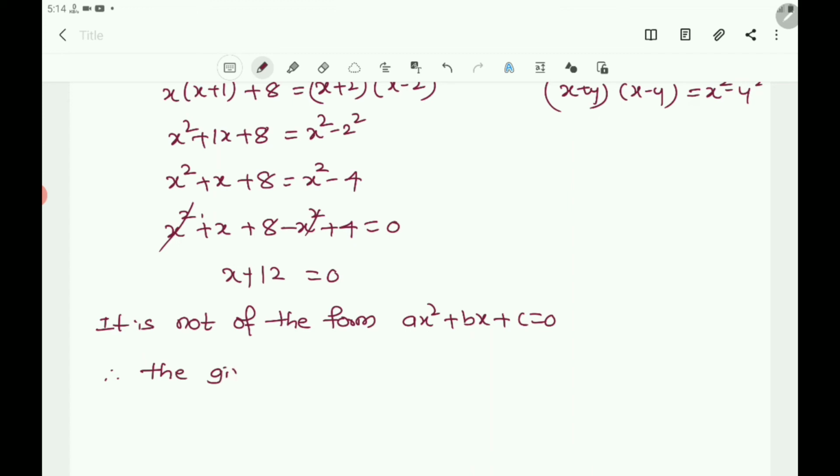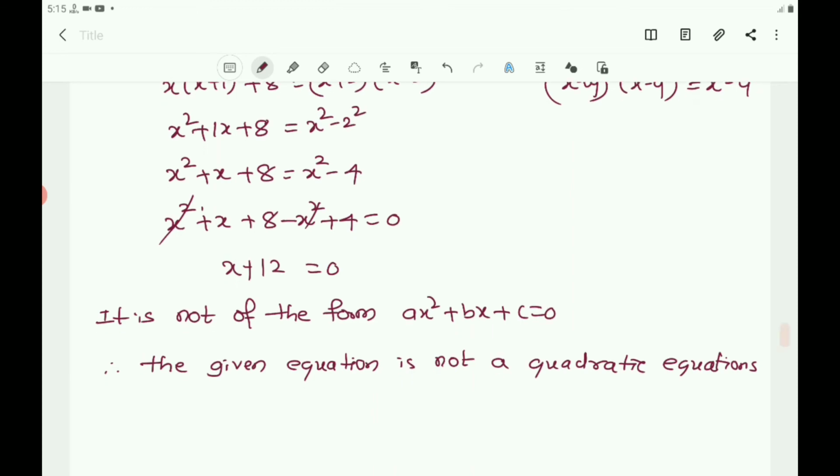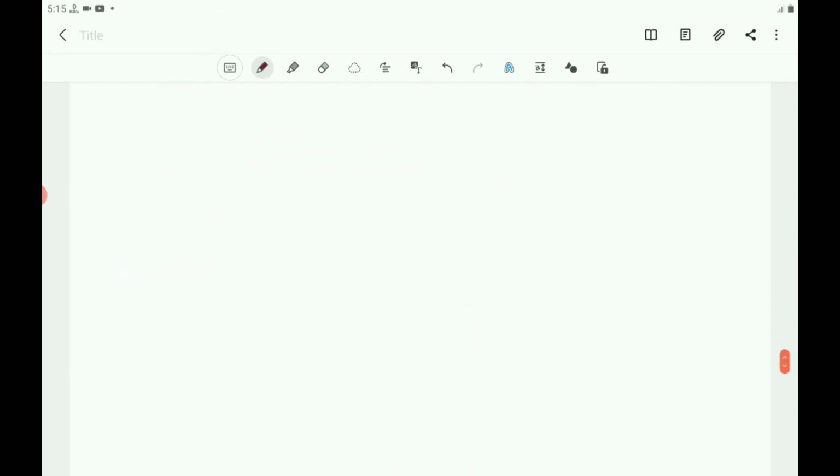The given equation is not a quadratic equation, as it is not in the form of ax square plus bx plus c equals 0. And what type of equation is it? This is a linear equation. It is not a quadratic equation, but it is a linear equation. Now you take the next one.